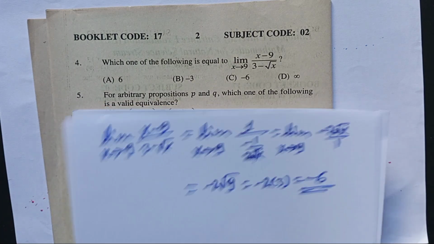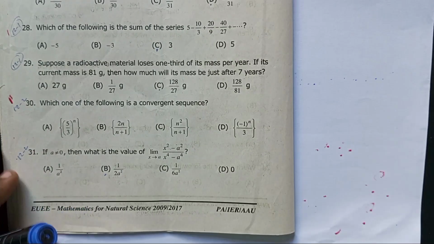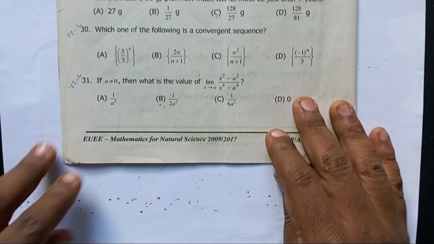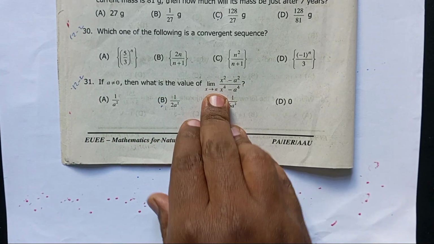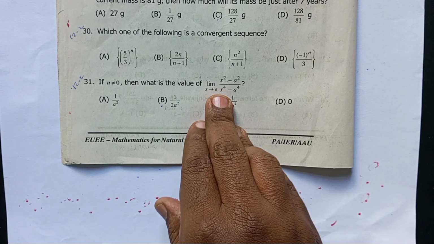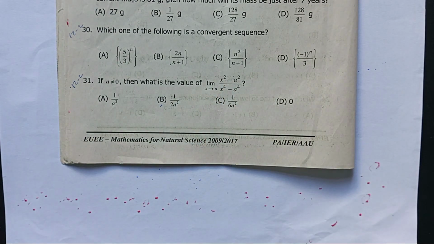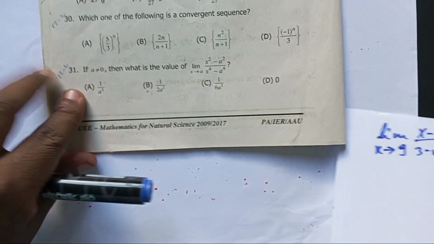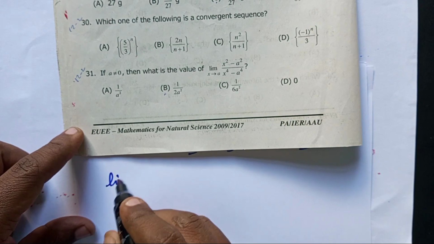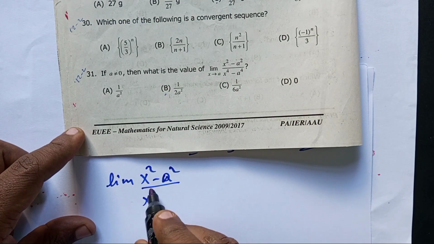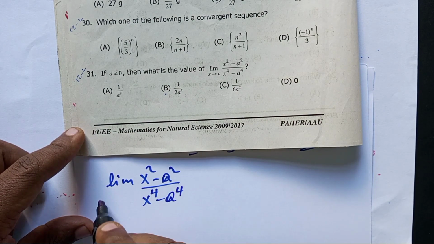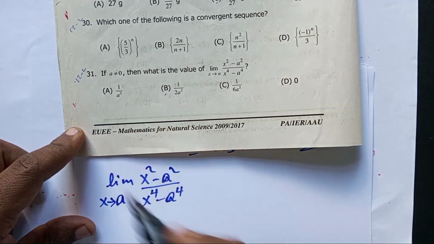Let us see another example, from 2009. We have two examples here. The first one is question number 31. If a is different from 0, what is the value of the limit as x approaches a of (x squared minus a squared) over (x raised to 4 minus a raised to 4)? To find this, we take the limit as x approaches a, where a is different from 0.